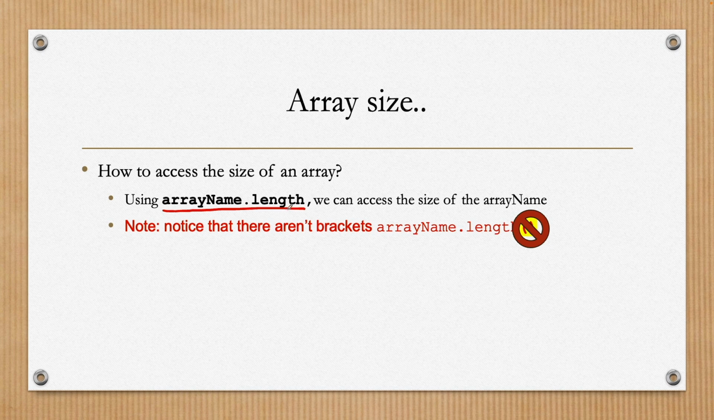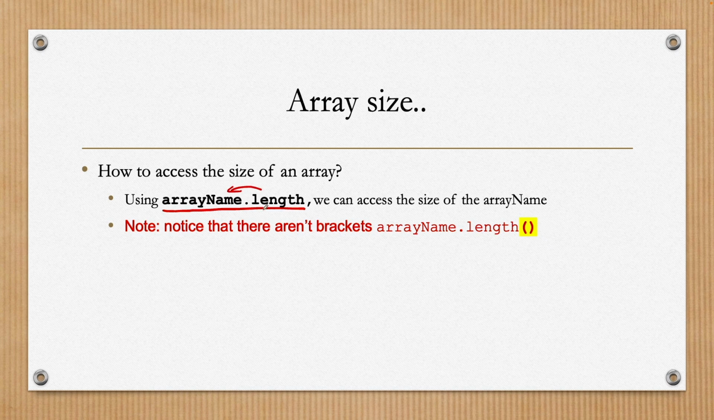Technically, the length that we're using here is an attribute, meaning that it's a variable that holds the size of the array. It's actually not a method. If you think about all the methods that we are using, they all have a set of round brackets, whether it is empty or not. But for variables, we don't. So length is actually a variable that stores the size of the array.